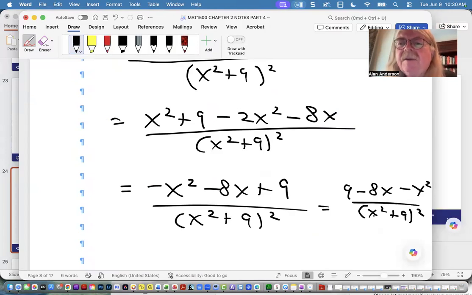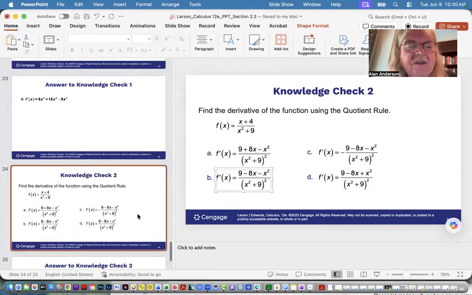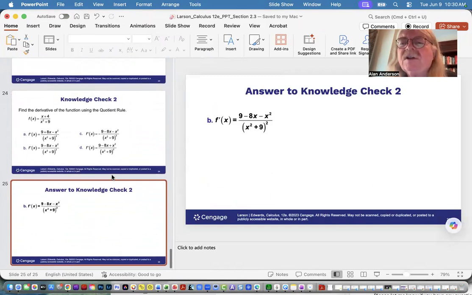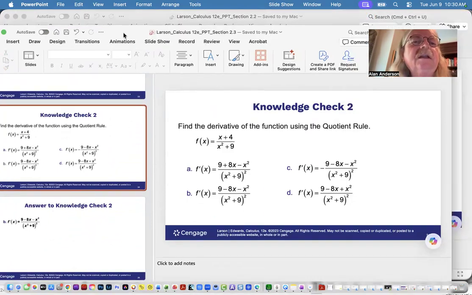So it is B, but normally the convention is to do it like this. I don't know why they would do that, but that's what they did. Maybe they're trying to trick us, but the answer is B. So if WebAssign tries to trick you like that, just be aware that you might need to simply rearrange it algebraically. All right. I hope they don't do that. In my opinion, there's no room for trickery in math.